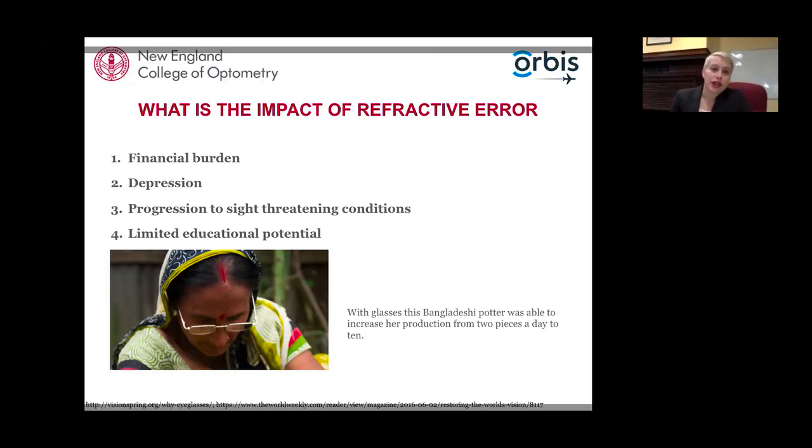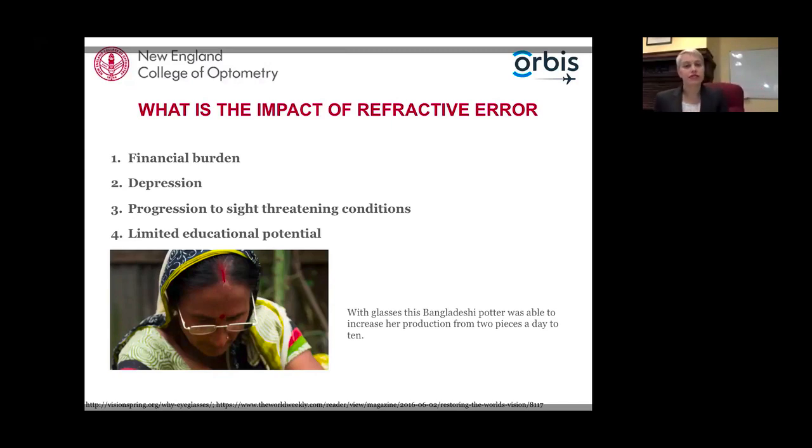As we discussed earlier with myopia, high refractive error can result in sight-threatening conditions. Hyperopia, which we haven't covered yet, can also lead to sight-threatening conditions such as exotropia, which is a type of strabismus, amblyopia, age-related macular degenerations, and conditions such as narrow-angle glaucoma.